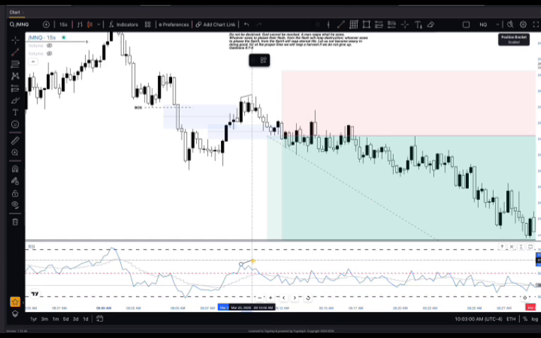Oh, I didn't see that. These two are also invalidated by this wick. I might have to take a look. Let's see. Okay, let's take a look at where my take profit is. Oh my gosh, that is way too far.